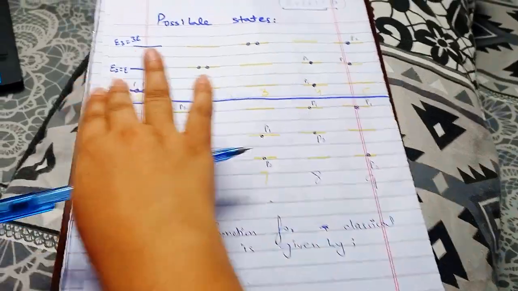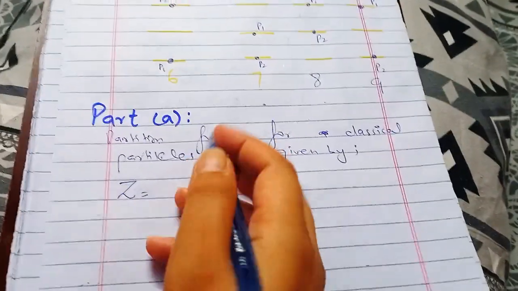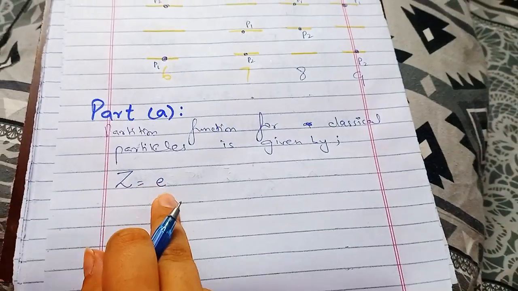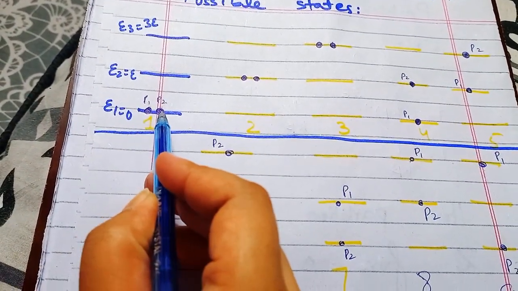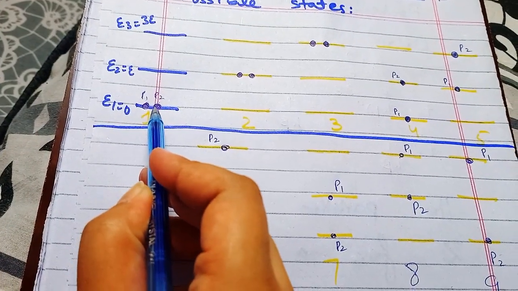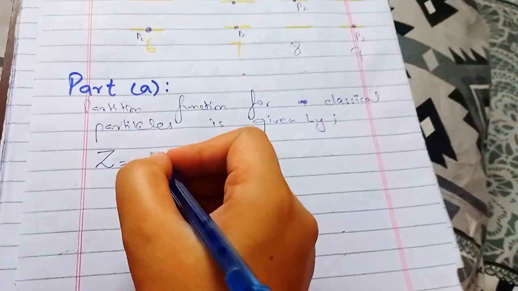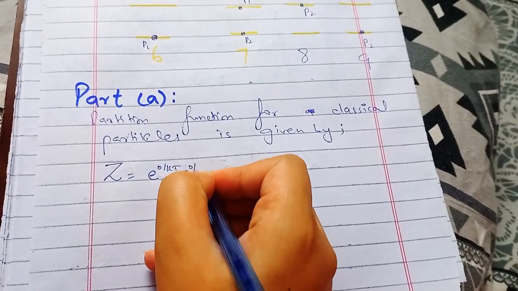They can occupy all these possible states. Okay, so let's start doing it. First we'll write the Boltzmann factor for this first state, and we can see both of them have energy 0. Energy of first particle is 0, energy of second particle is 0 as well. So e to the power 0 by kT multiplied by e to the power 0 by kT.